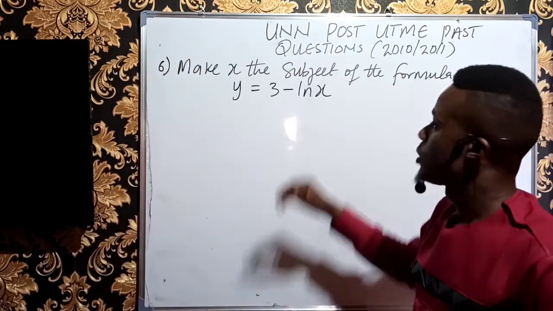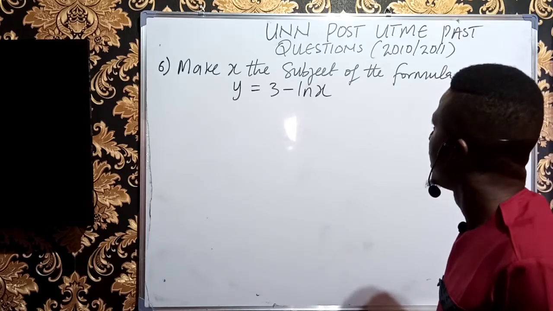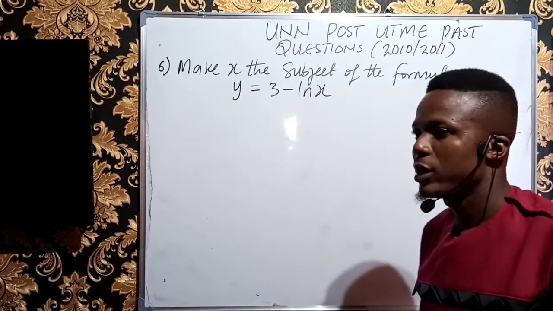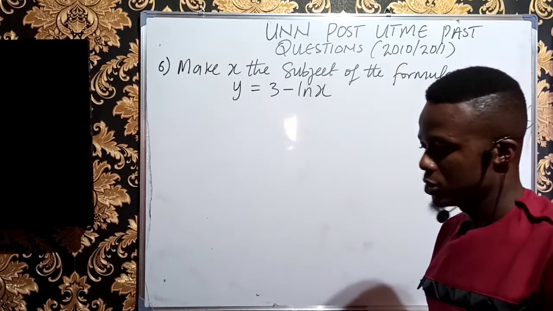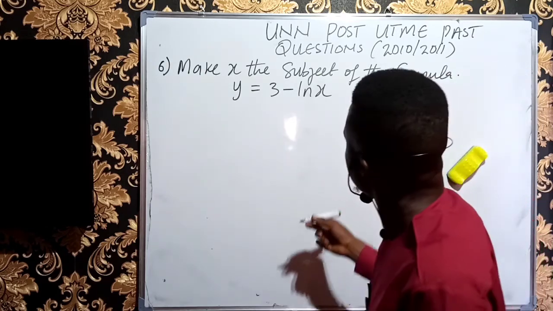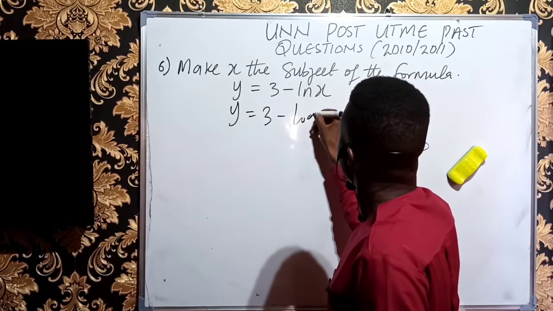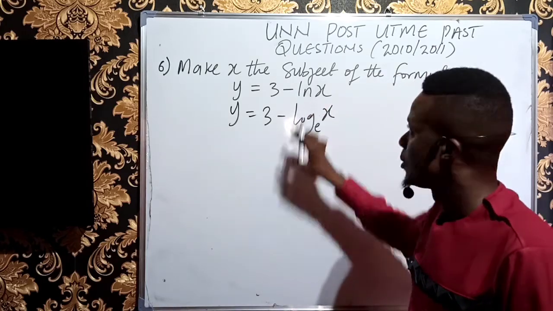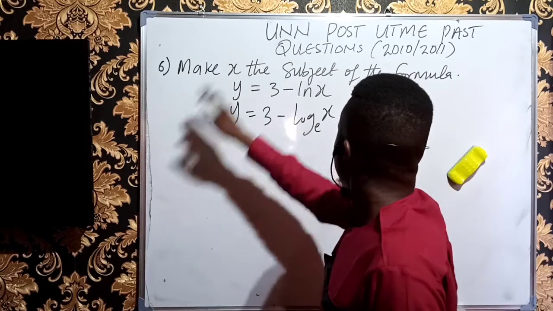So the sixth question says we should make x the subject of the formula. And the formula is y is equal to 3 minus ln x. We are required to make x the subject of the formula. So now this ln x is the natural logarithm of x. So I can write that y is equal to 3 minus log e x, the natural logarithm of x. They are the same thing. Okay, now let me bring this logarithm to the right hand side.